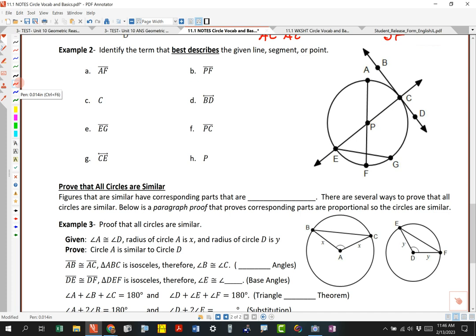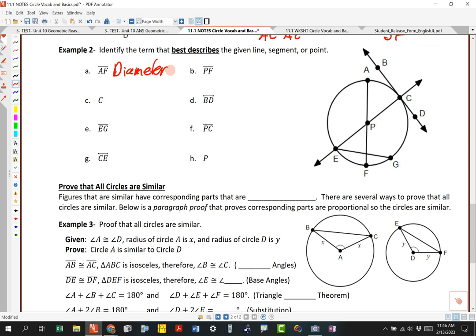Again, no talking out loud. I need you to look and think. Raise your hand if you know. Notice that this says identify the term that best describes. Best description for AF. Zach, diameter I think is the best description. Sure, it's a chord, but diameter is the best description.